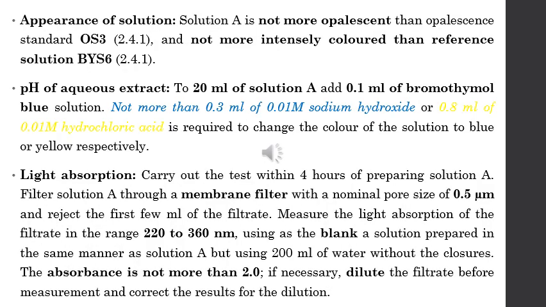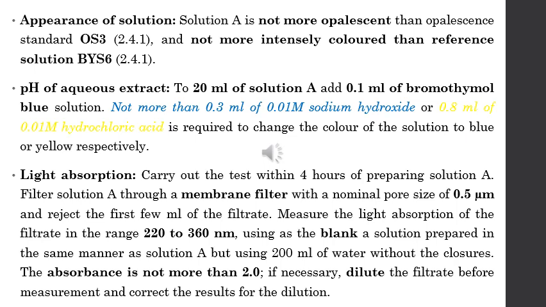Now, after preparing the test sample, that is solution A, and a blank, which is mentioned in the previous slide, we have to check for the test. The first test is the appearance of the solution. So this is compared with the opalescence and the intensity of color.